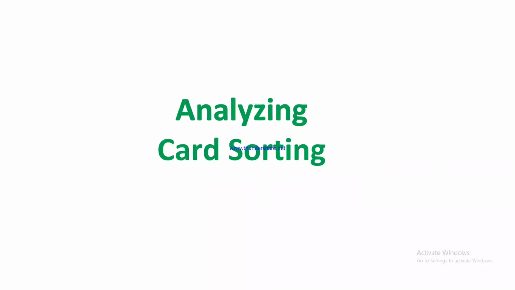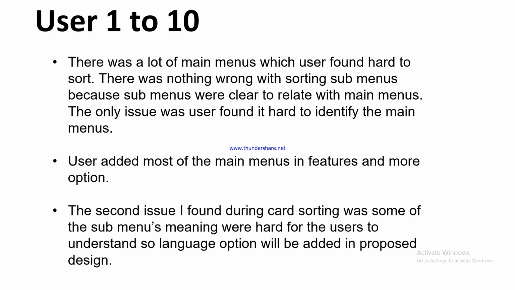Next I analyzed this card sorting, and I found out that there were a lot of main menus which users found hard to sort. There was nothing wrong with sorting sub menus, because sub menus were clear to relate with the main menus. The only issue was users found it hard to identify the main menus. Users added most of the main menus in features and more options. The second issue I found during card sorting was that some of the sub menus' meaning was hard for the user to understand. So a language option will be added in the proposed design.